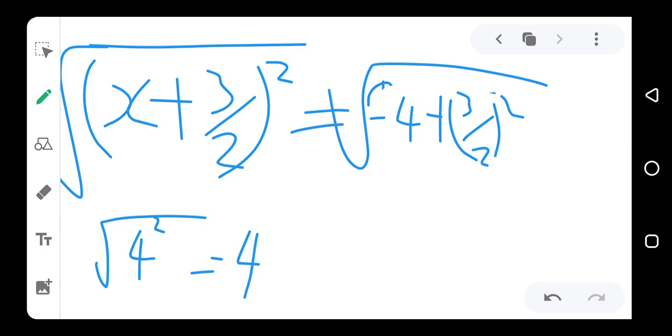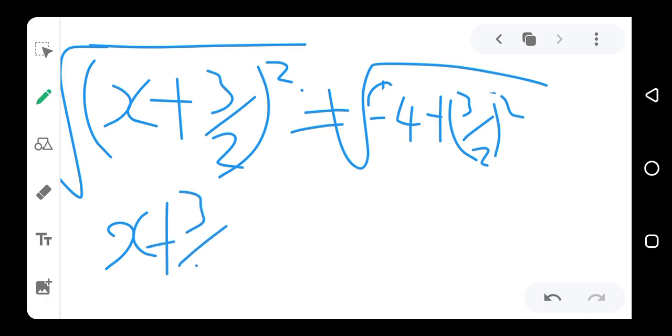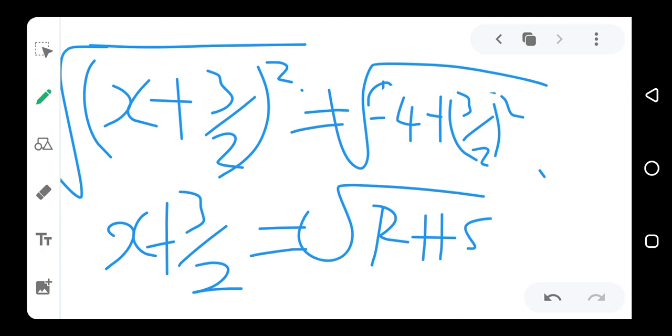Therefore, this is x plus 3 over 2 squared. And we're now looking for the square root of it. That means that this square will clear, everything will clear, leaving only x plus 3 over 2. So it becomes x plus 3 over 2. Now whatever is now in the right hand side, we simplify this one and find the value.